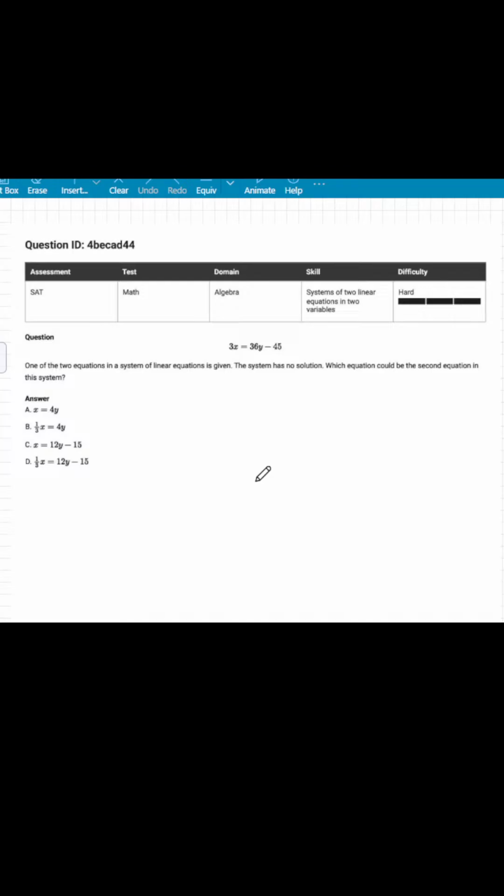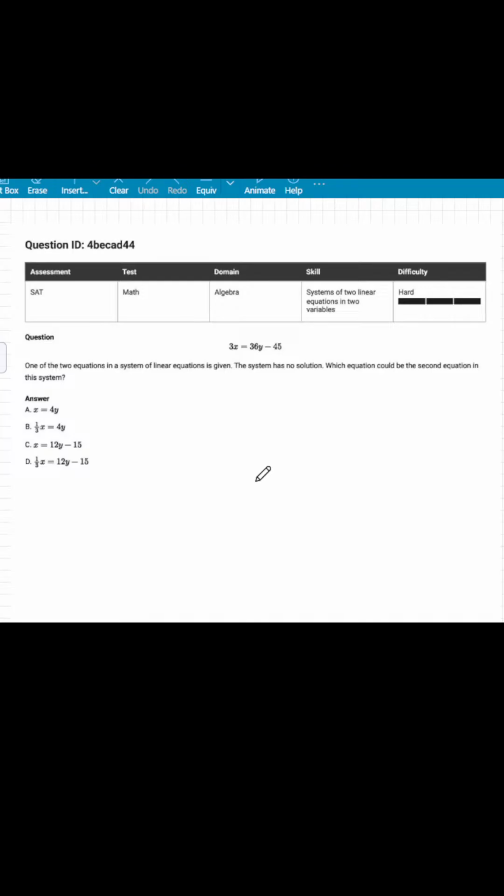It is another algebra question. This will be mostly algebra heavy since that is a large part of SAT questions. So this is a question of a system of two linear equations in two variables, and difficulty level is hard. So the question is that 3x is equal to 36y minus 45. This is an equation given in two variables, and it is one of the two equations in a system of linear equations. The system has no solution, so which equation could be the second equation in the system?